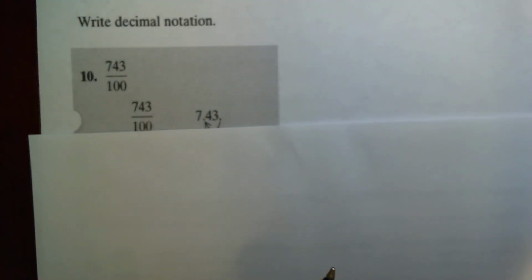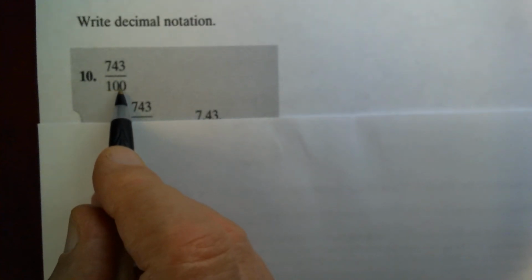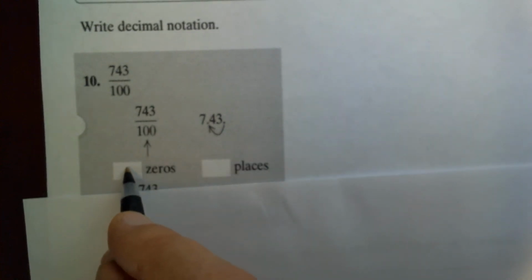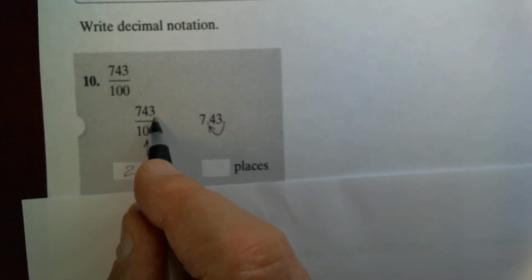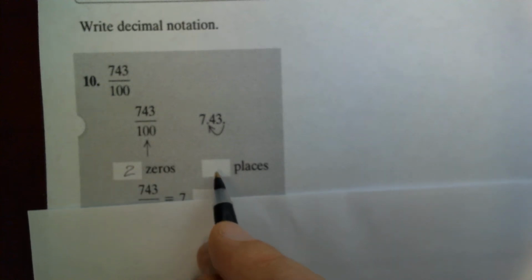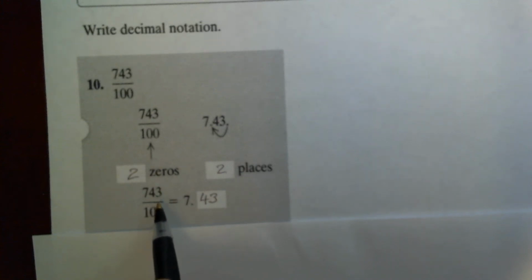Let's do some examples. Here's the guided solution example. 743 divided by 100, so we count 2 zeros in the denominator. The implied decimal after the 3 is moved 2 places, so it goes between the 7 and the 4. And so 743 divided by 100 is equal to 7.43. Sometimes there's a decimal and sometimes there's not. Again, if it's a whole number, there's an implied decimal after the last digit.